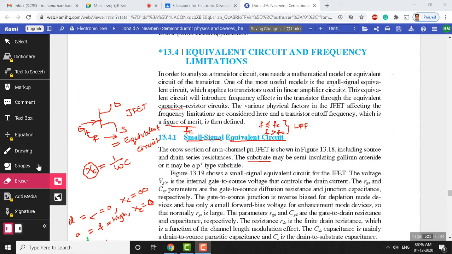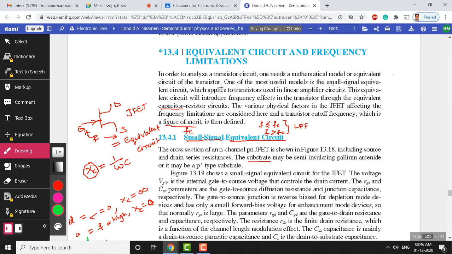Okay, we were discussing in the last class equivalent circuit and frequency limitations, and we gave an importance of equivalent circuits. Why we need equivalent circuit? Why can't we use the actual device itself? Because from a developer's point of view, we need to have an equivalent circuit, because straight away involving into the physics of this device is very difficult.